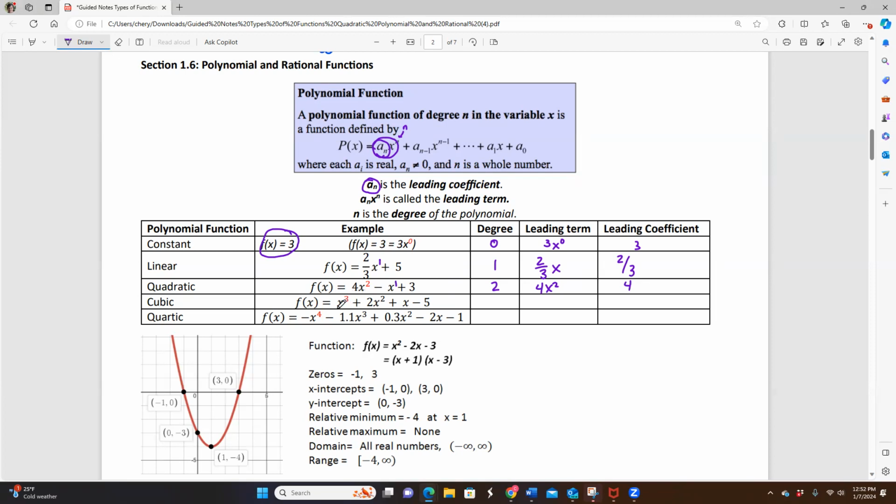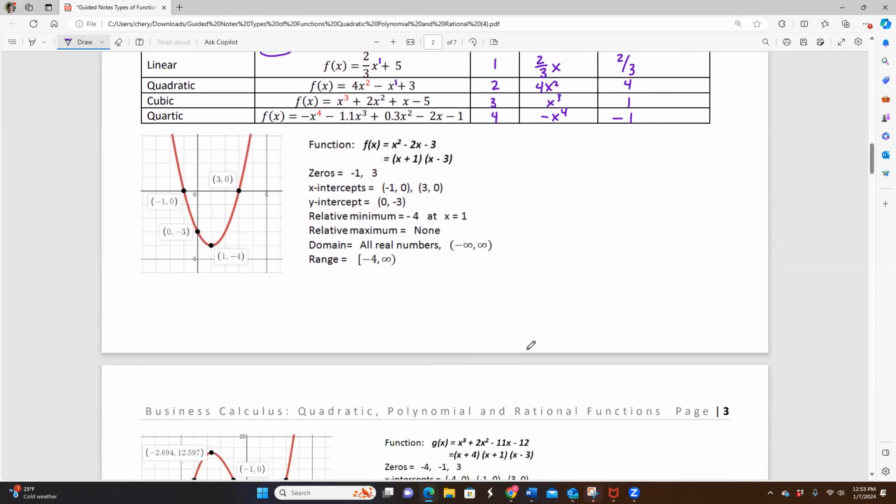In my cubic function, f of x equals x cubed plus 2x squared plus x minus 5, my degree is 3, the leading term is x cubed, and the leading coefficient is understood to be 1. In my quartic function here, starting with a negative x to the 4th minus 1.1 x cubed plus 0.3 x squared minus 2x minus 1, the degree is the highest degree, so 4. The leading term would be that negative x to the 4th, and the leading coefficient would be considered to be negative 1. Looking at these, we'll identify some other things about them.